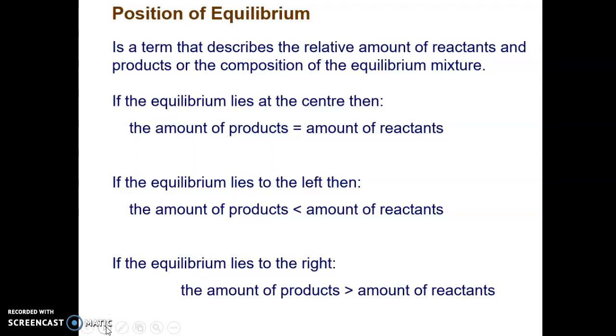So if the position of equilibrium is at the center of a reaction mixture, it indicates that the reaction contains equal amounts of the reactant and product. Whereas if the position of equilibrium is to the right hand side, then it indicates it has got more products. If the position of equilibrium lies to the left hand side, it indicates the reaction mixture has got more reactants.